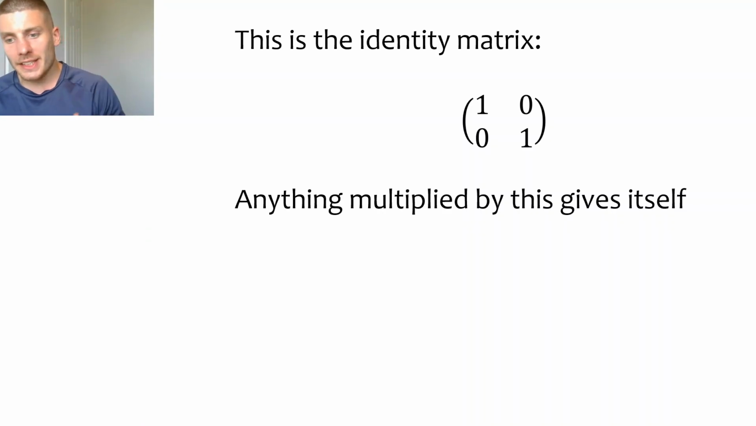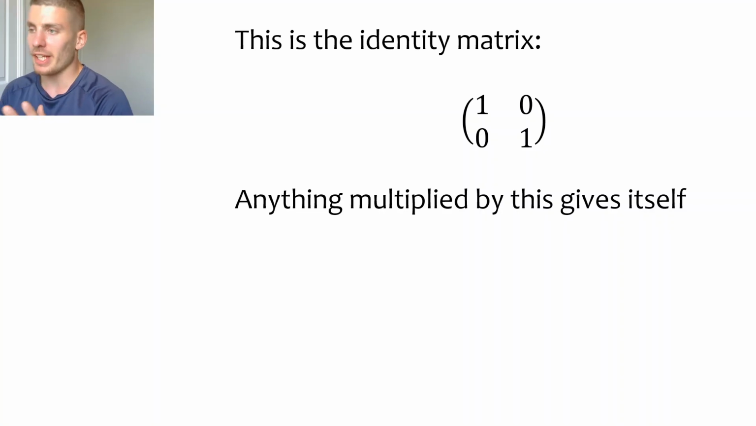Okay, the identity matrix. This is a really, really important matrix. And here it is. So this thing over here is called the identity matrix, and it's given by 1, 0, 0, 1. Now it's so important because if you take any 2 by 2 matrix and you times it with the identity matrix, the matrix will not change. Okay, anything multiplied by this just gives itself.